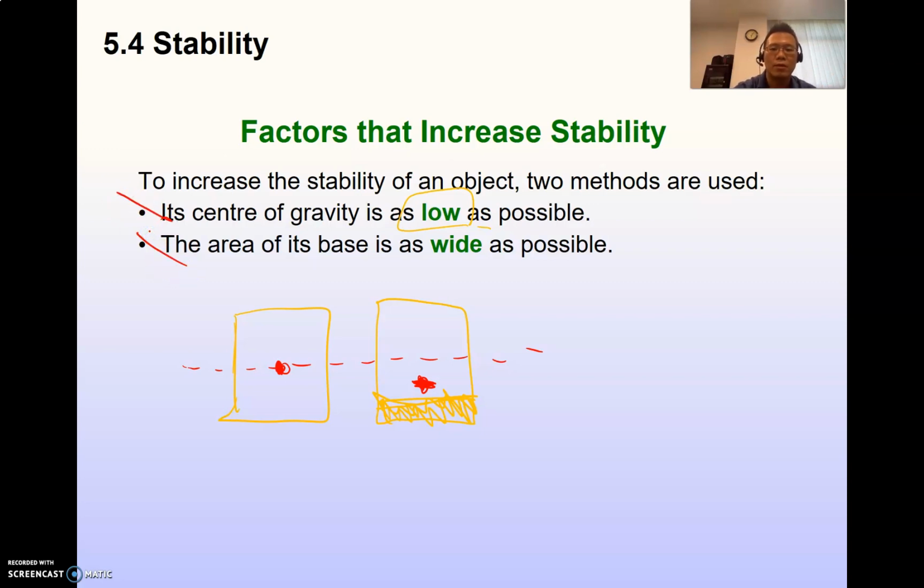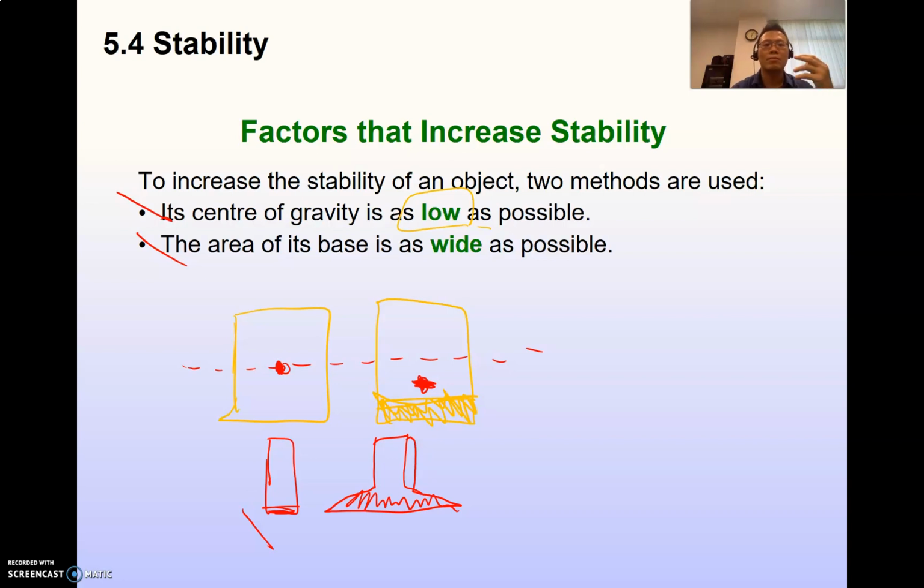Increase the base area. For example, let's say my object is this. The base area is only so small. So how do I make it more stable? I will increase the base area such that it is wider, and because it's wider, it occupies a larger space, and as a result, it's more stable as compared to the previous case. So these are the two common ways that I can increase the stability of the object.